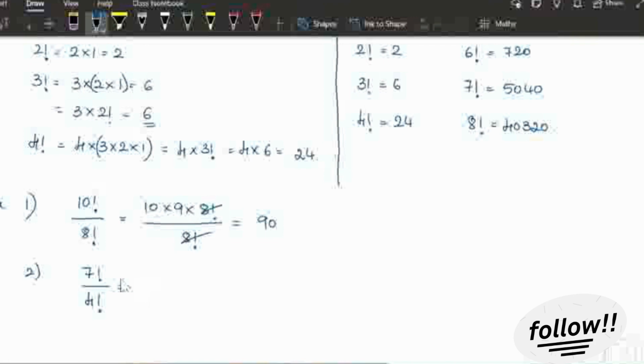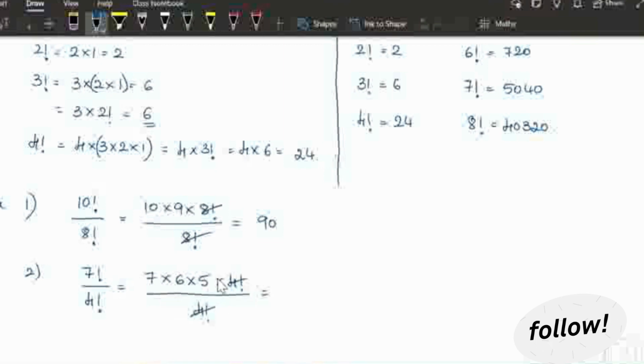You need to expand 7 factorial until you reach the smaller factorial. So 7 is the bigger one, we have to expand. So let me take 7 into 6 into 5 into 4. We will stop here because we have 4 factorial in the denominator, which gets cancelled. So we have 30 into 7, which is 210. So this is how you simplify any statements, any steps which have factorials.